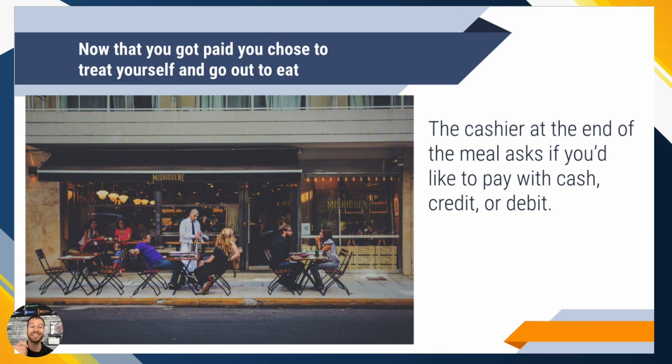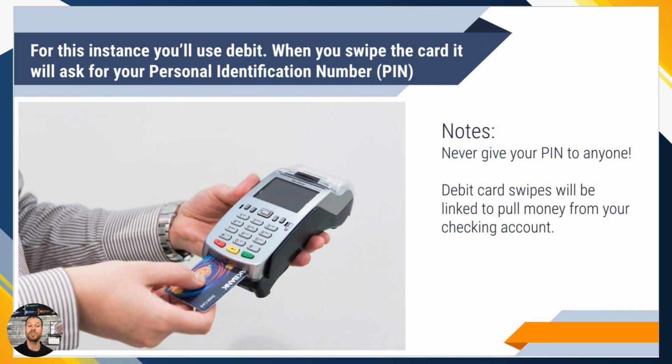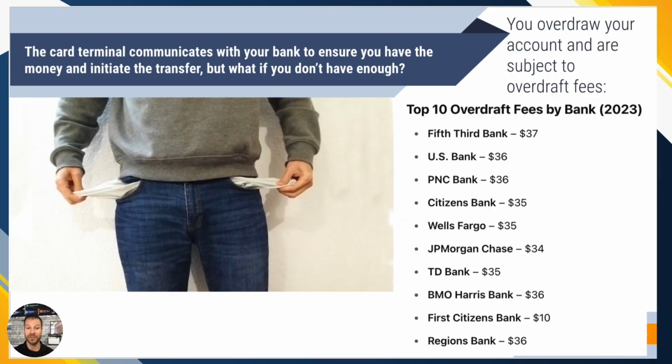Once that money is in the account of the employee, they've gotten paid, and they choose to treat themselves and go out to eat. The cashier, when you are checking out for that meal, asks if you'd like to pay with cash, credit, or debit. In this instance, we are going to start with a debit card. When they swipe their debit card, it's going to ask them for their personal identification number. I always encourage my students to never share that number with anybody, no matter what. Debit card swipes link to the money that is in your checking account, and it will automatically come out of that checking account and pay the vendor.